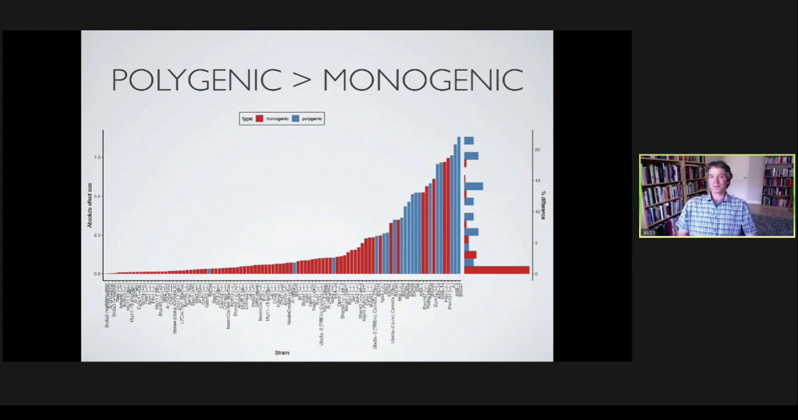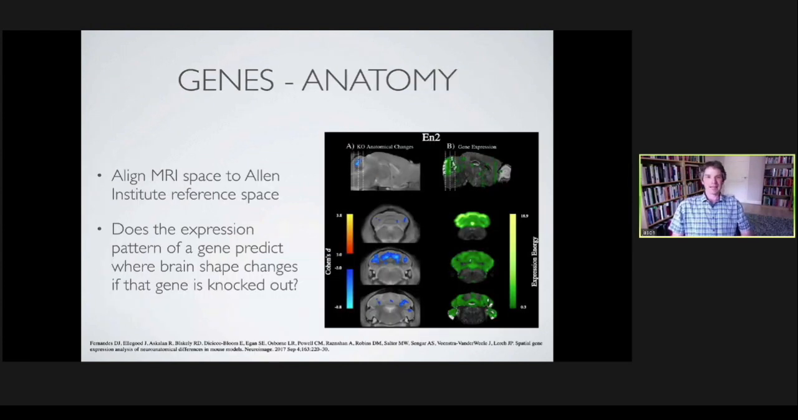The related question then becomes, to what extent can we figure out what is happening in the brain if you knock out a single gene or if you modify a single gene by where that gene was expressed? So in order to answer that question, we took many of these individual models that I showed in the previous slides and aligned them to the Allen Institute Gene Expression Atlas.